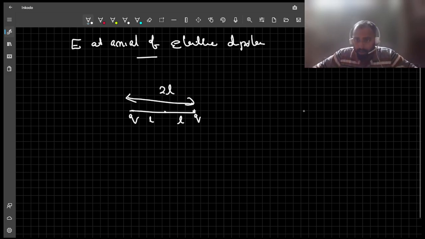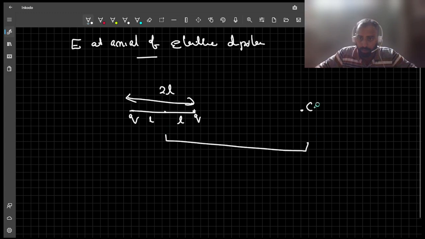So I have to find the electric field at a distance x from the center. From the center to this point, I am writing x comma y, and the distance is x. So I have to find the electric field due to this dipole at the point x, y. The distance between the point and the center of the dipole is x. When we observe, we can find the electric field due to the plus q charge as well as the minus q charge. This is my first charge and this is my second charge.